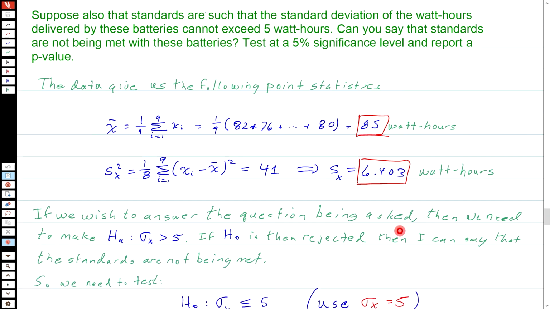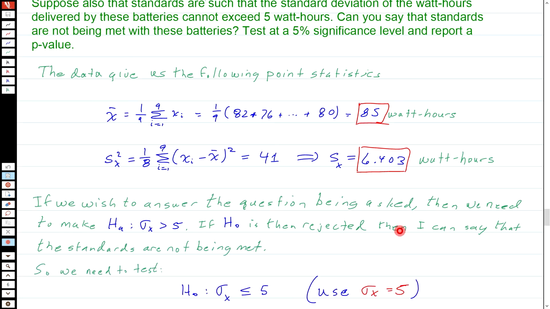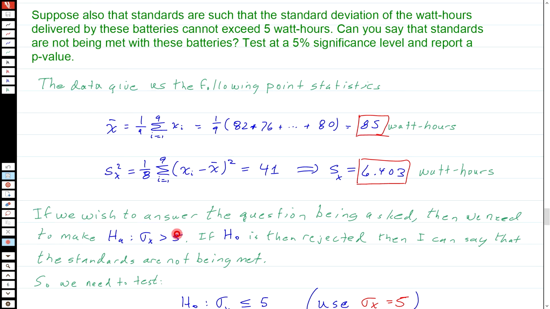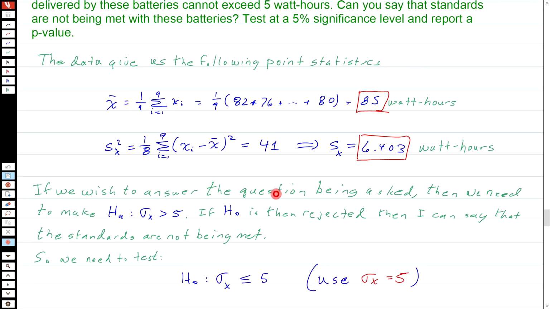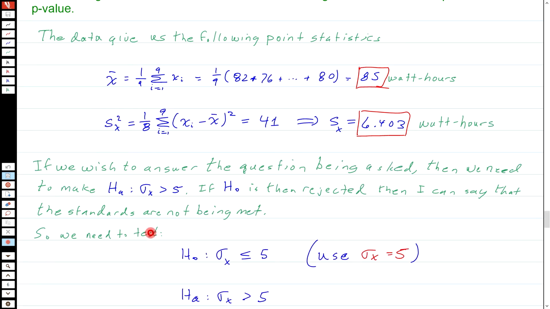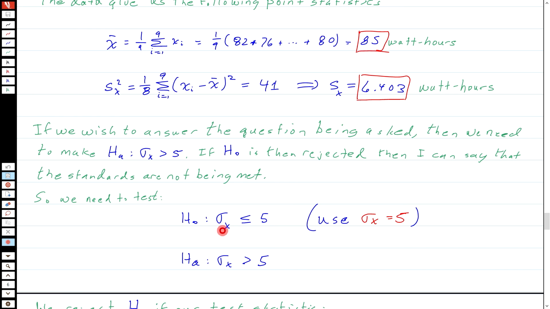So basically, if we wish to answer the question being asked, then we need to make HA that the standard deviation is greater than 5. If we reject H naught, then we can conclude this is true, and then we can say that the standards are not being met by these batteries. Okay, so we need to test the following. H naught: sigma x is less than or equal to 5, and we're going to actually test using sigma x equal to 5.